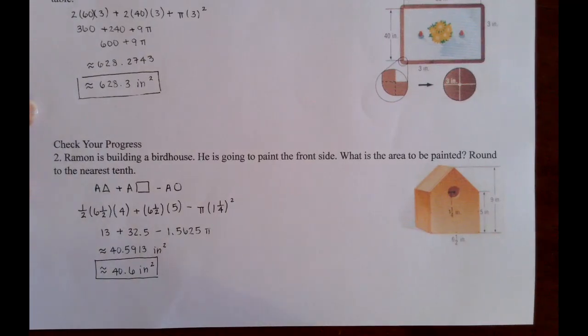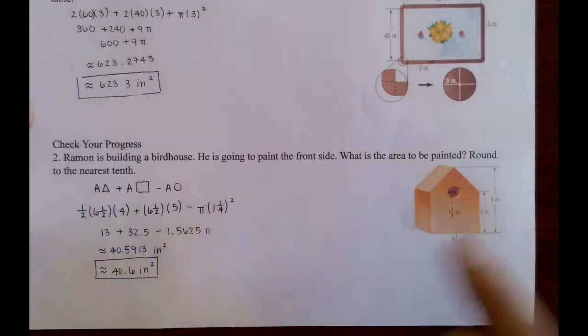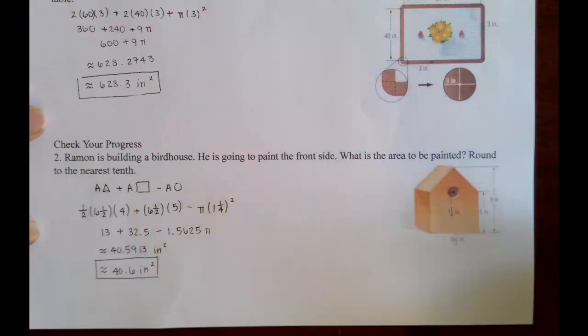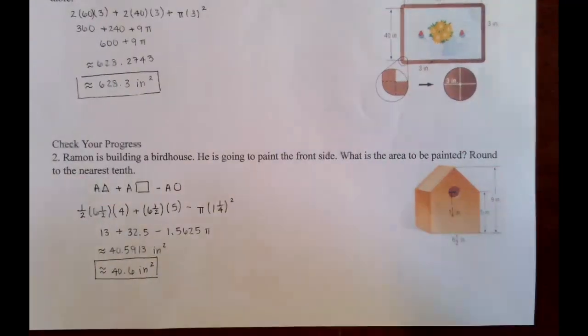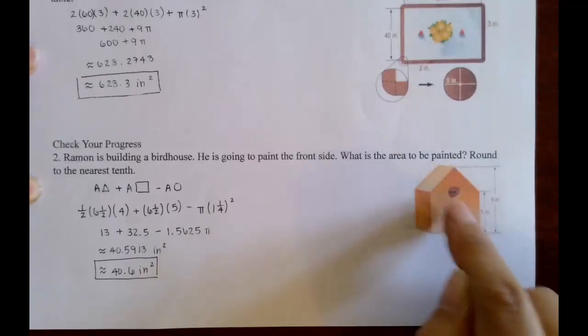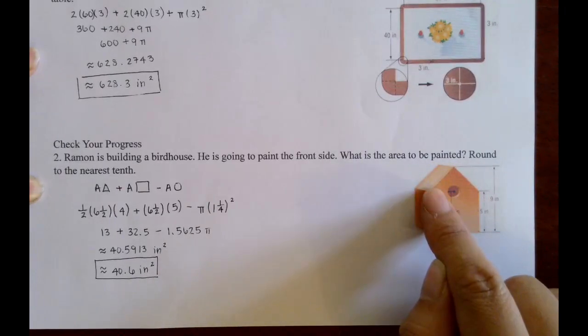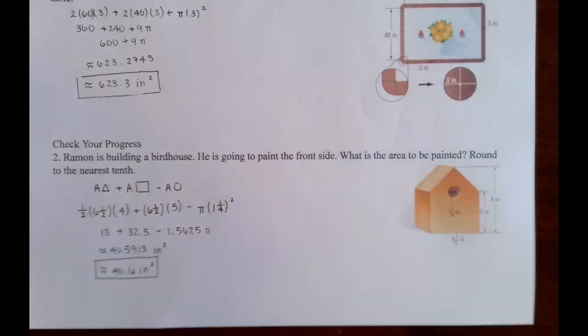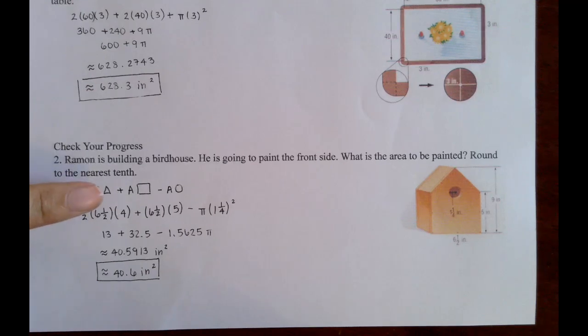Okay. So this birdhouse, it's a pentagon here, but because it's not a regular pentagon, we can't use our whole 1/2 perimeter apothem thing. Okay, but instead, this pentagon can be split up into a triangle here, and then this kind of rectangular base, and then we take out the circle for the hole for the bird. Okay, so to find the area of the part he has to paint, that's area of the triangle part plus area of that rectangle part minus the circle for the hole.